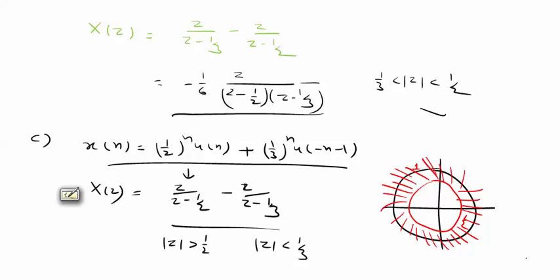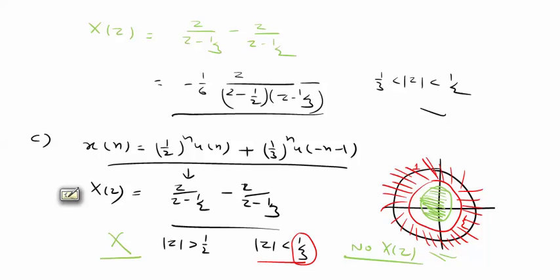Now I am drawing the second ROC with a circle of radius 1 by 3. With 1 by 3 radius, I draw it in this way. The ROC is the interior of the circle. By viewing this diagram, there is no common ROC. No common ROC means no Z transform. The Z transform does not exist because there is no common ROC.